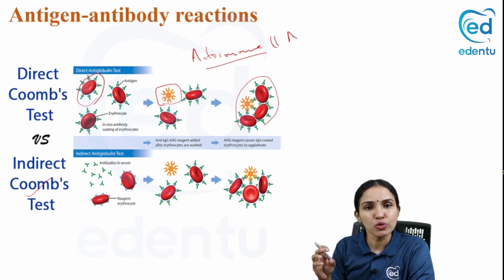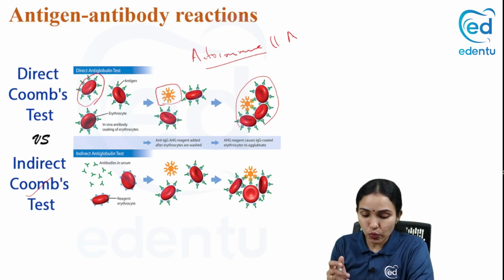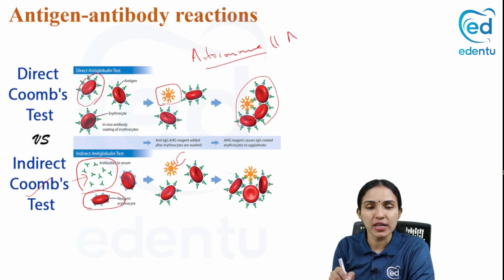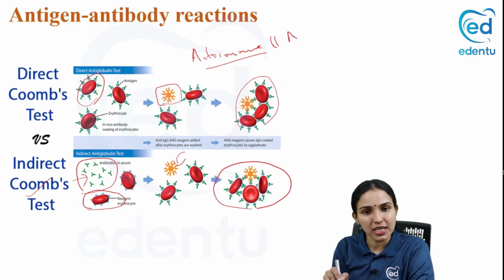In order to know whether the maternal serum already contains antibodies, you take the mother's serum. If it contains anti-Rh antibodies, you add the Rh positive RBCs, and they bind each other. Then you add the Coombs reagent or the antiglobulin, and you get a positive agglutination. That positive agglutination indicates that this mother's serum contains anti-Rh antibodies. So this is the indirect Coombs test.